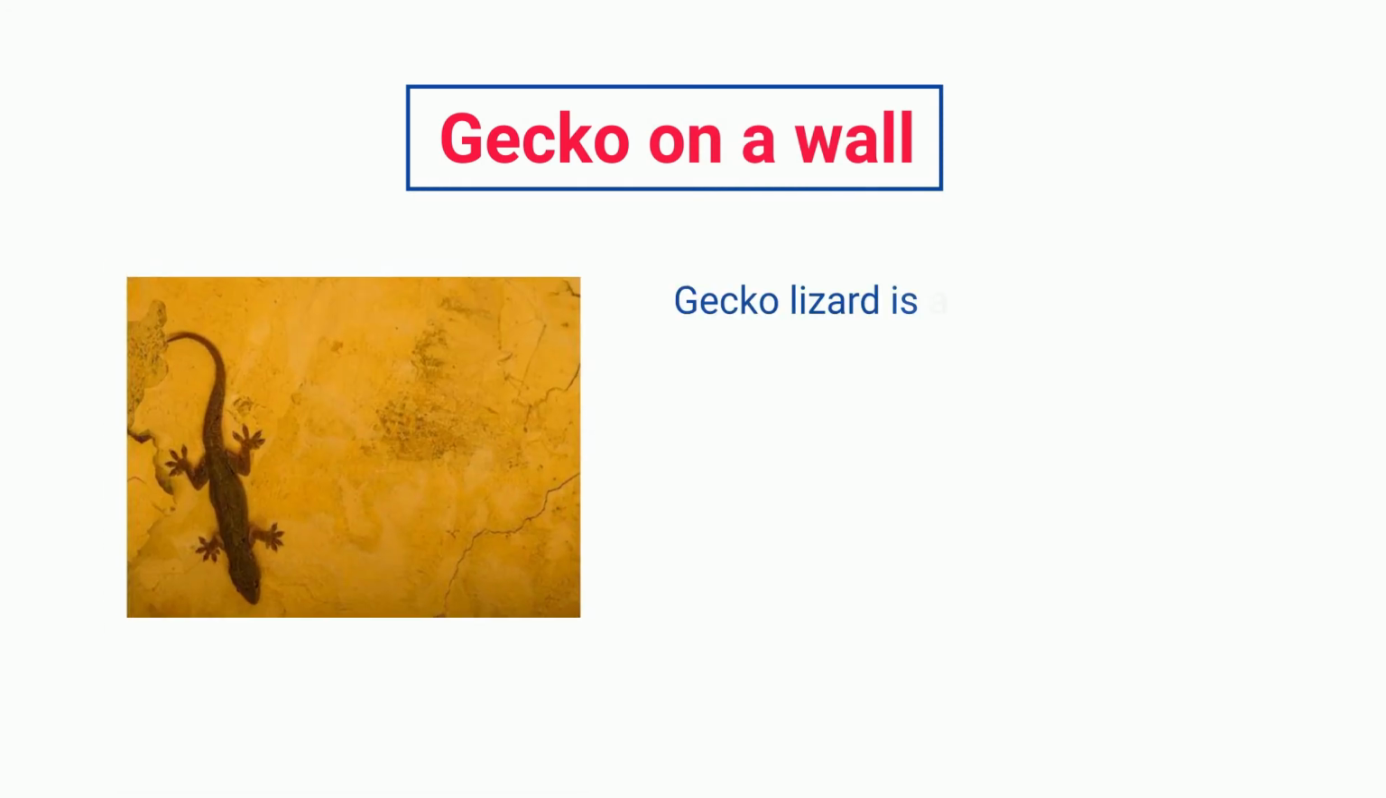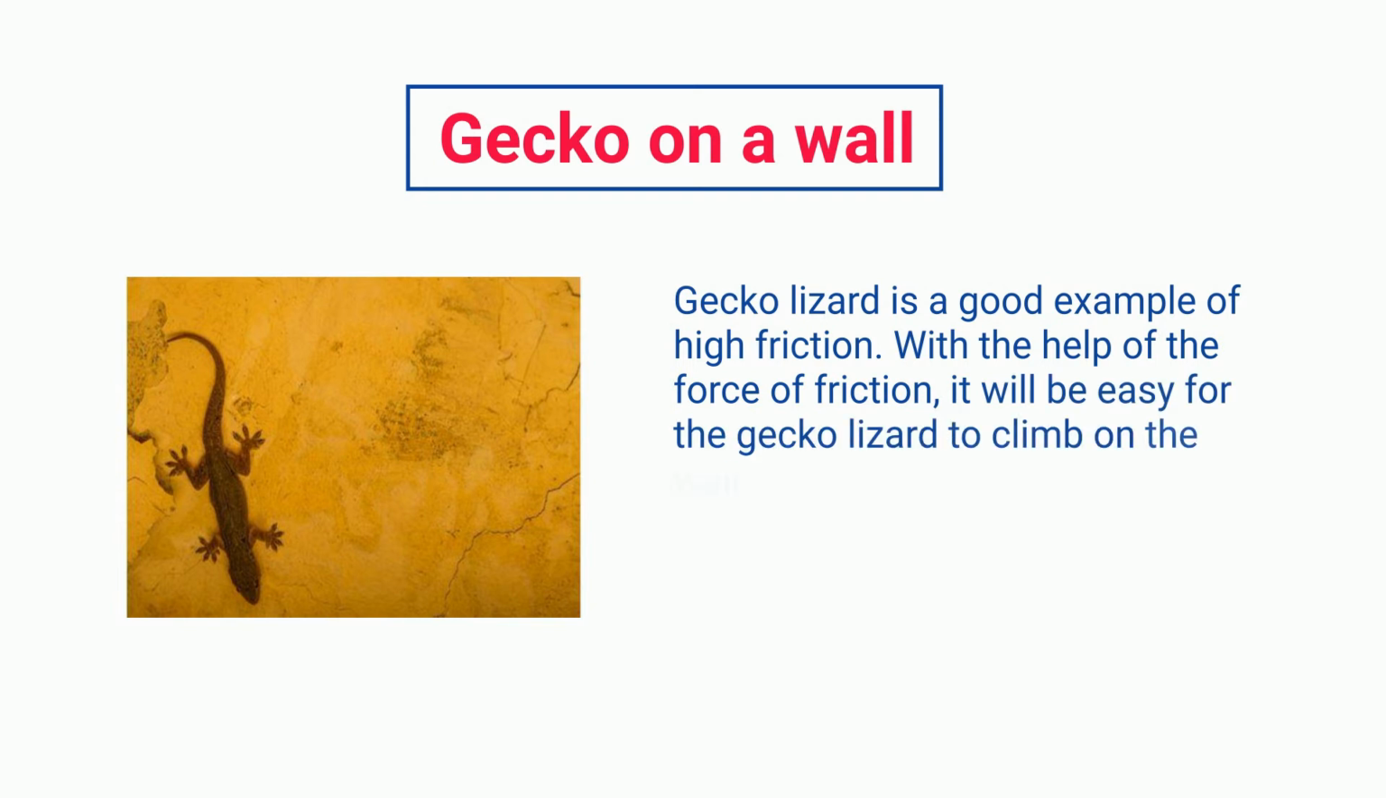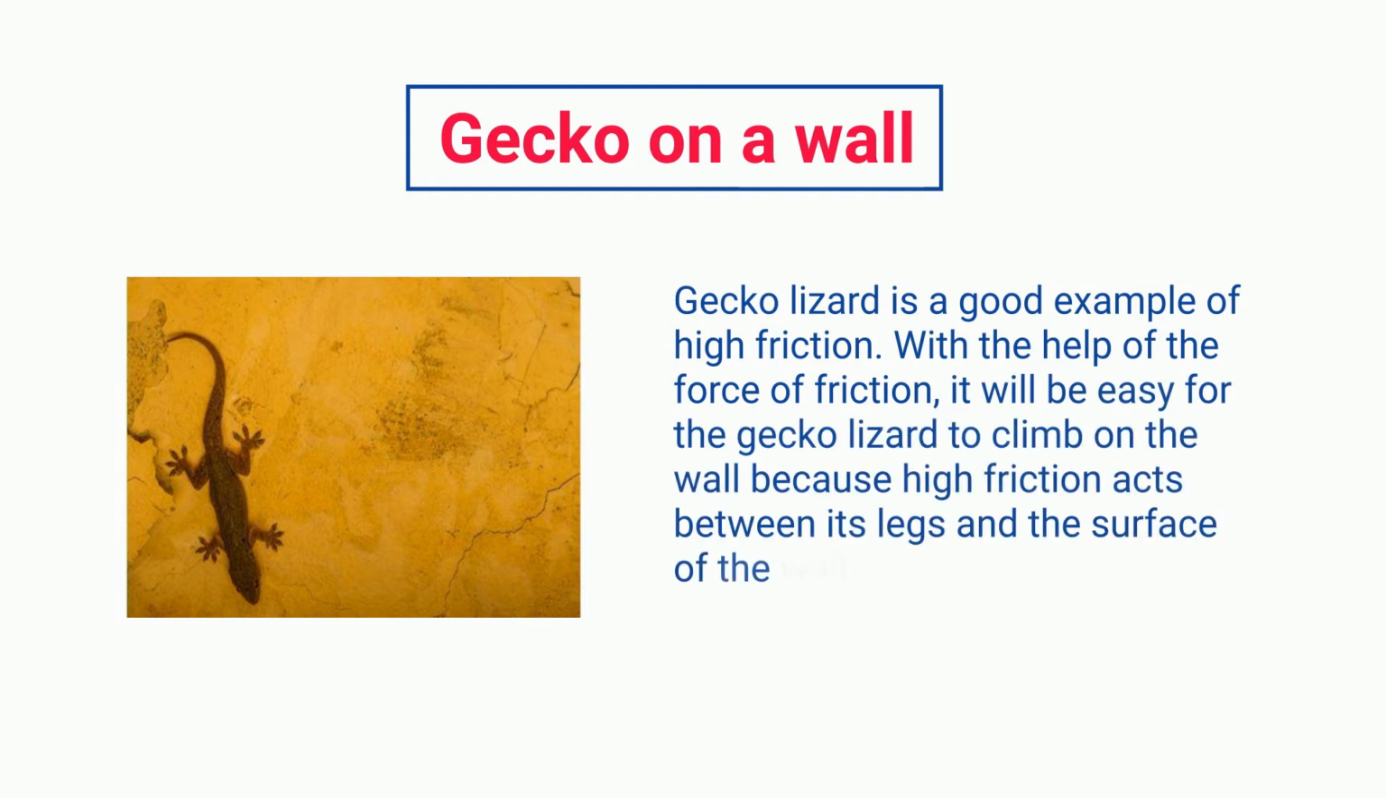Gecko on a wall. Gecko lizard is a good example of high friction. With the help of the force of friction, it is easy for the gecko lizard to climb on the wall because high friction acts between its legs and the surface of the wall.